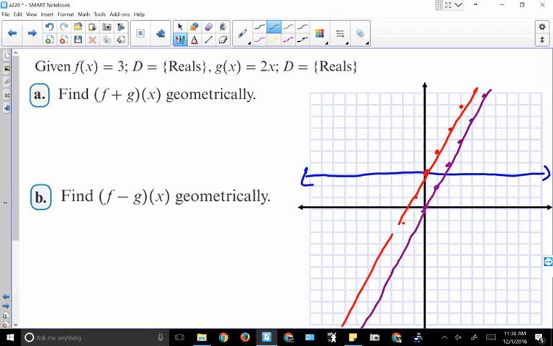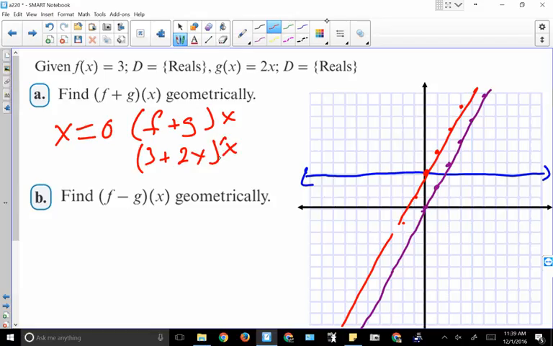So, does that work? Well, what happens if x is equal to 0? X is 0, I should get 3, right? So, I have f plus g of x. What's f? 3. What's g? 2x. So I just end up with whatever number added with 3. Now, using a graph for this isn't usually the way we go with it, but I'm just showing it to you if you actually run across this.